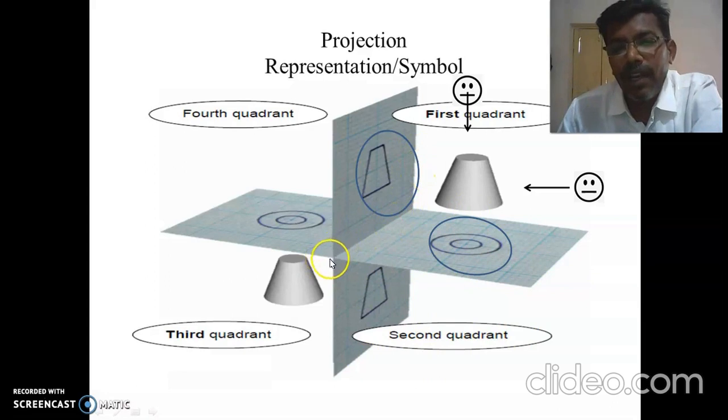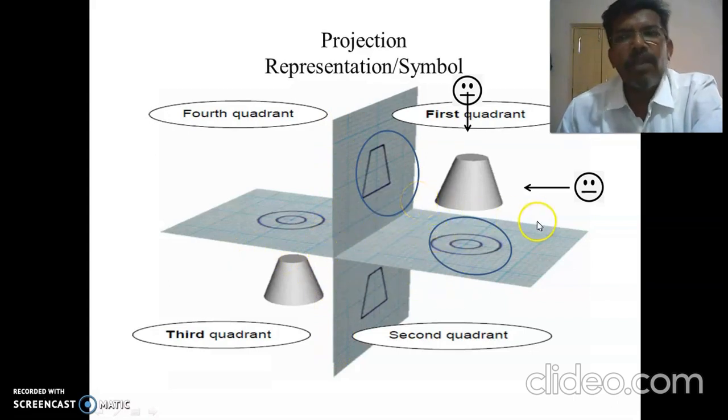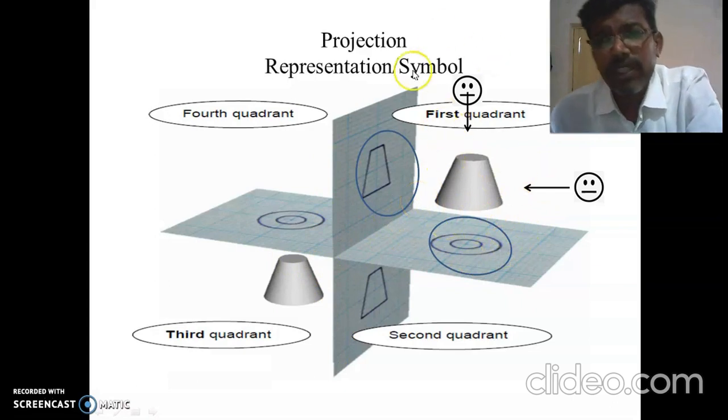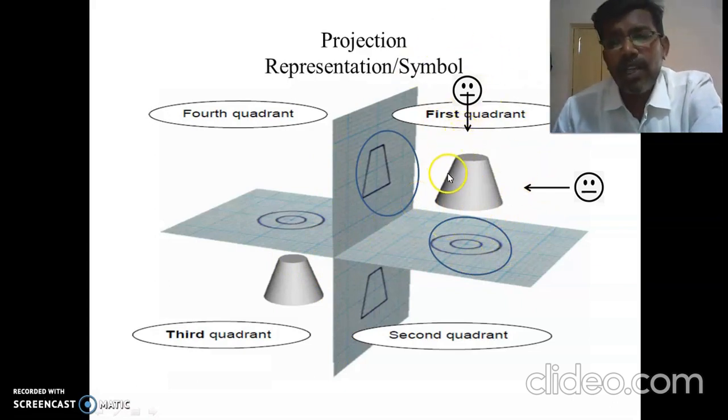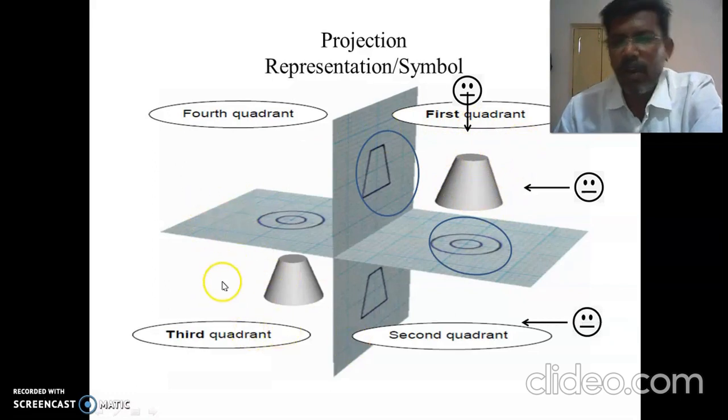This line that I am showing is called the reference line or the quadrant axis, where the vertical plane and the horizontal plane meet. That is nothing but the axis point. So this is the first explanation, the first angle method of projection, when an object is placed in the first quadrant. Let us see the second one, when an object is placed in the third quadrant.